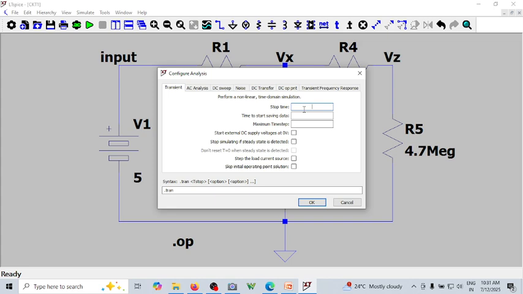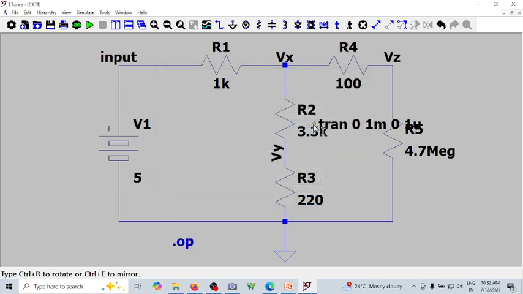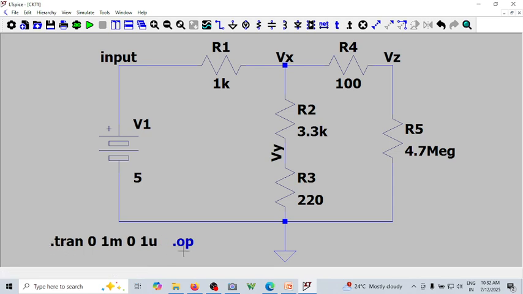You can just give it as 1 millisecond. That's enough. You can start saving the data from initially 0. Even if you don't specify these things, it doesn't matter. Give it as every 1 microsecond, let it simulate and give the values. The moment I use this, you can see this has become blue. Blue indicates it's a comment. This is now black. Now this is invoked.